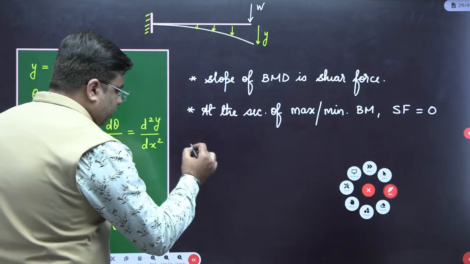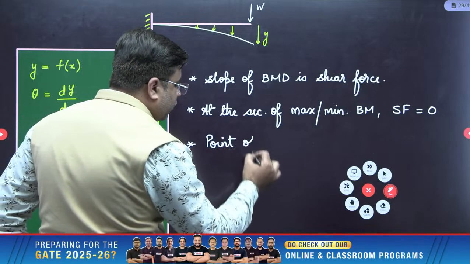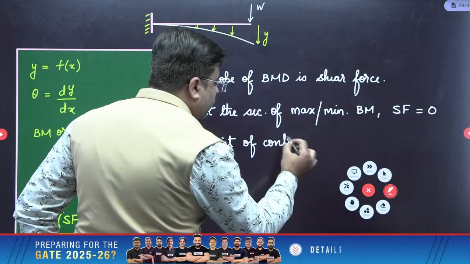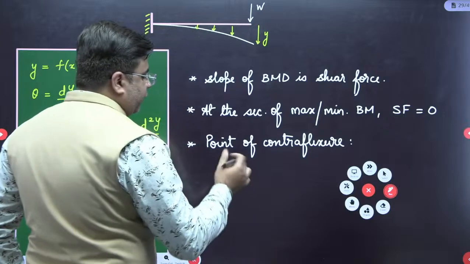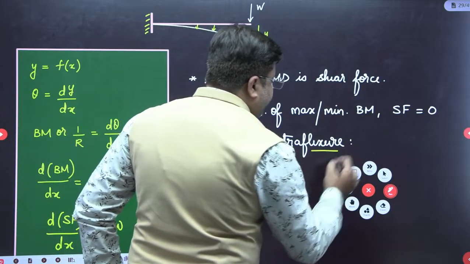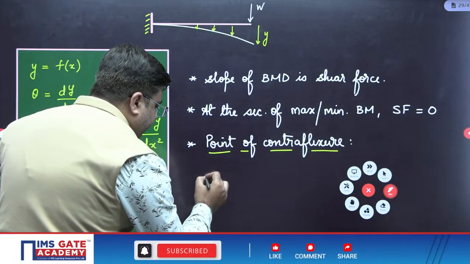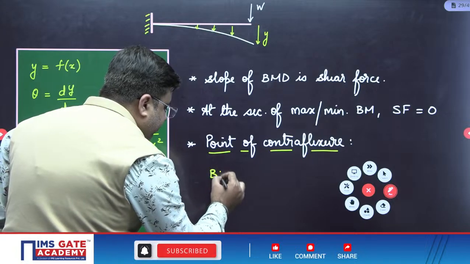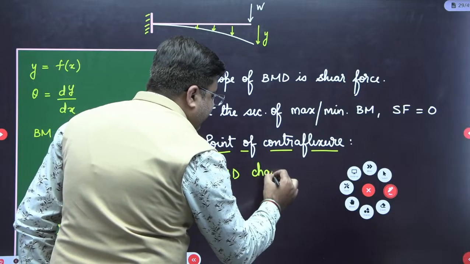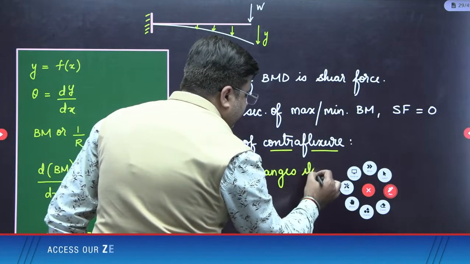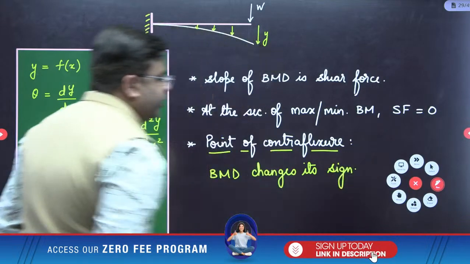Then after this, one more thing, point of contraflexure. What is point of contraflexure? Point of contraflexure means that point where bending moment diagram changes its sign. Bending moment diagram changes its sign. That is termed as the point of contraflexure.